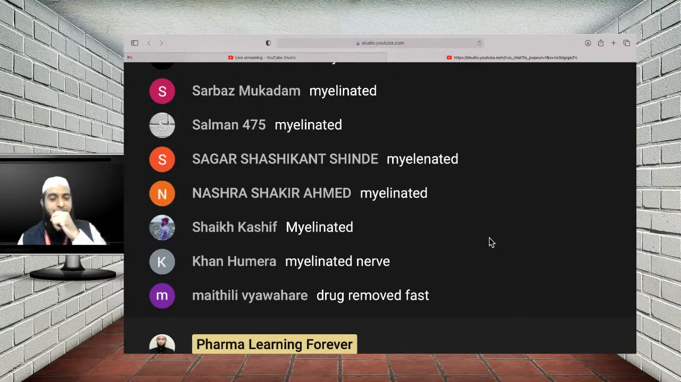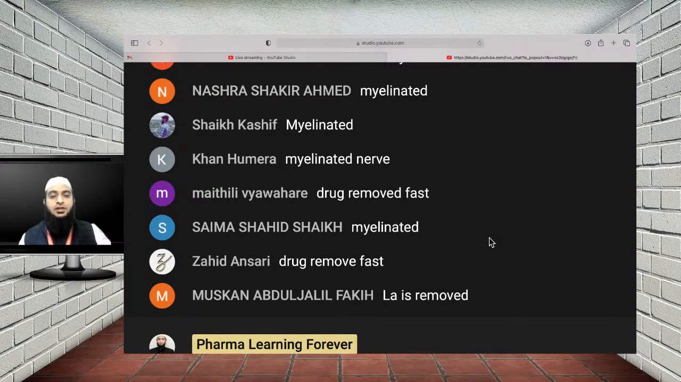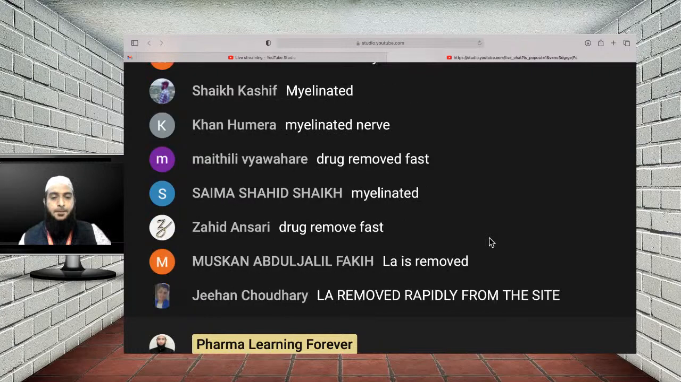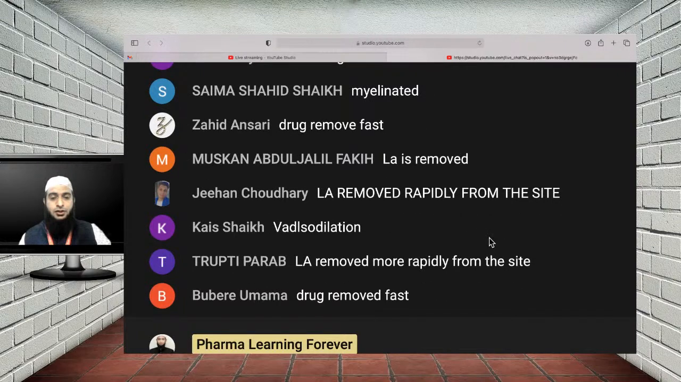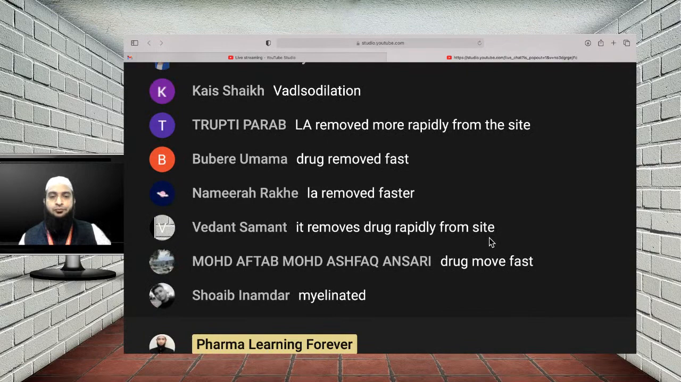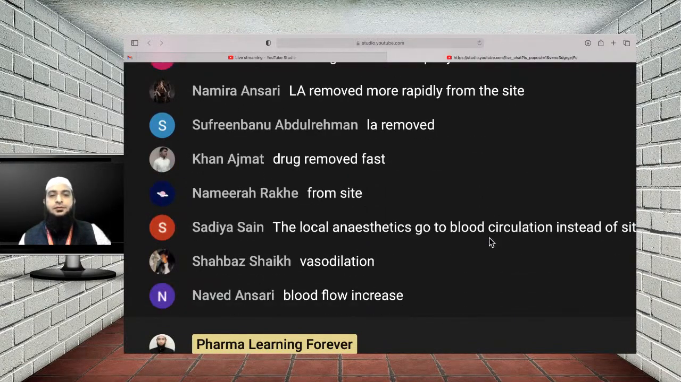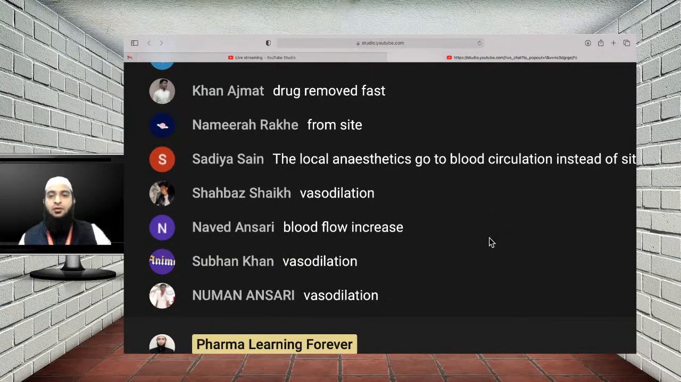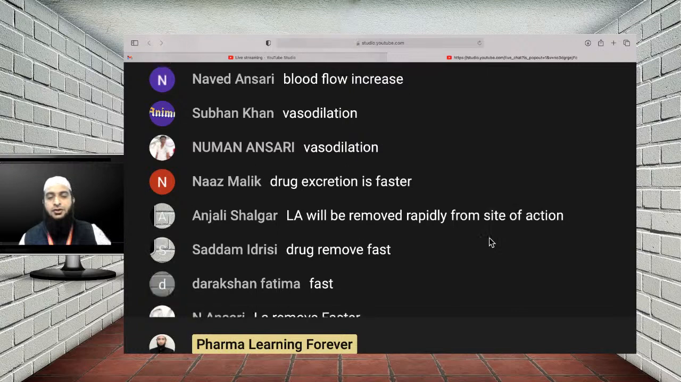Okay, so Mithili has mentioned first, the drug is removed fast. Okay, the drug is removed fast because there is more blood supply. Kais has mentioned vasodilation. Okay. What is apart from this? Apart from drug removal, what are its different actions?